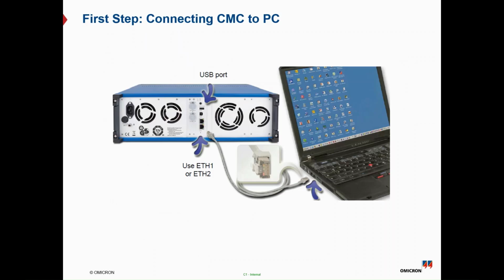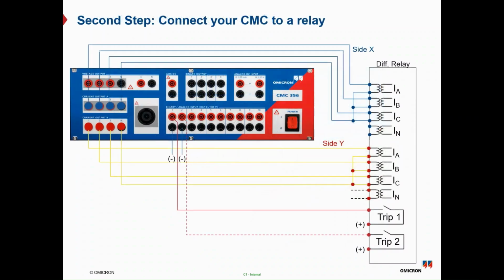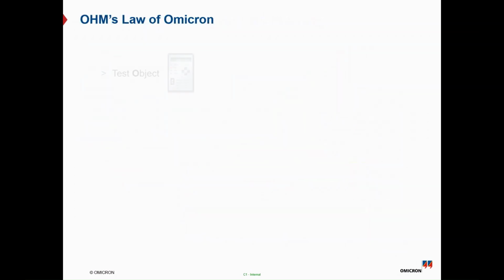So for the test object, you have first to connect your PC to the CMC using the Ethernet port, the Wi-Fi port, or a USB type A or USB type B port. And the second step is to connect your CMC to the protection relay. As you can see, side 1 is connected to the current output A, side 2 is connected to the current output B, and the trip relay binary output is connected to the CMC binary input to get the feedback from the protection relay.